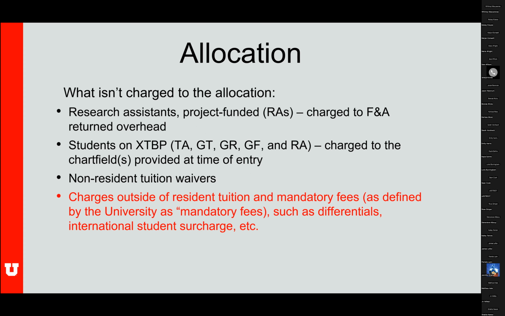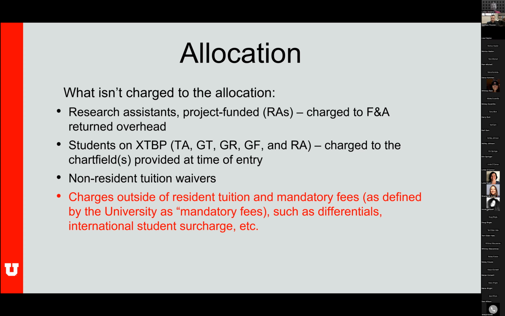Now, what's not charged to allocation? RAs. RAs are charged to the F&A returned overhead for their external project, and therefore they are not going to hit your allocation numbers. As you're entering those students, you'll definitely see that in action. It's just not going to adjust those numbers. XTPP is the same. Keep in mind, any type of student can be XTPP: TA, GT, GR, GF, RA, all of them. But those are charged to the chart field you provide at the time of entry. So instead of hitting your allocation at all, it's just going to go right to that chart field instead.